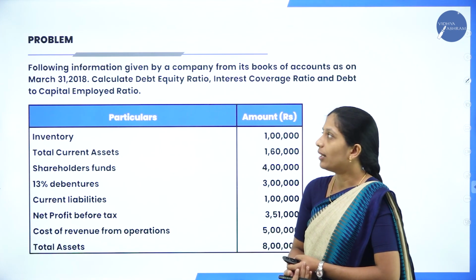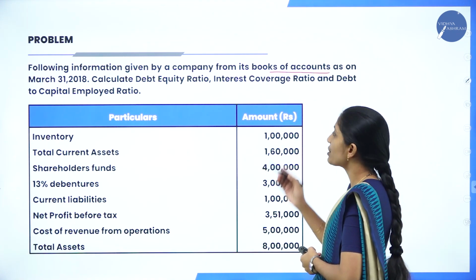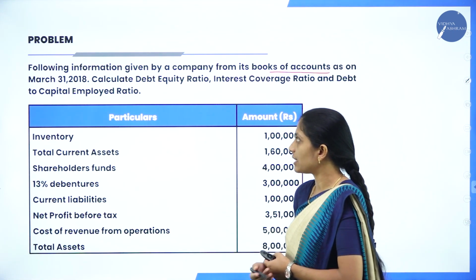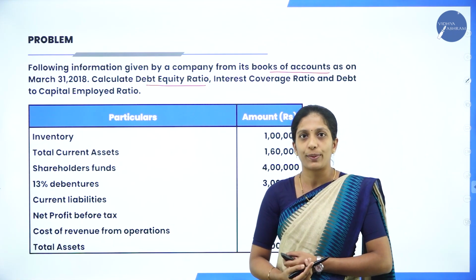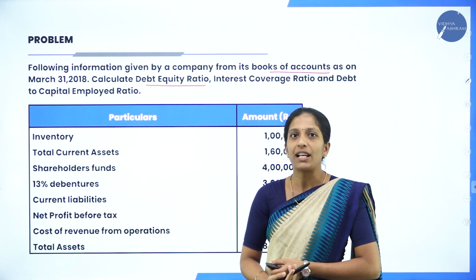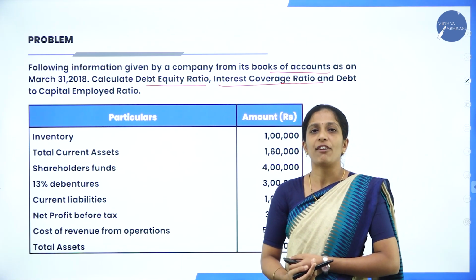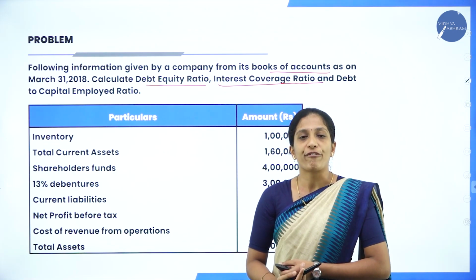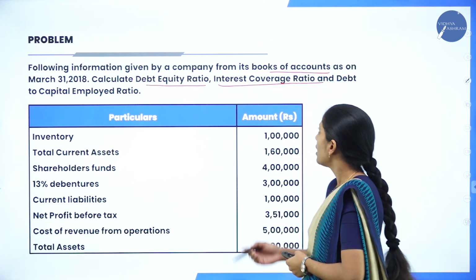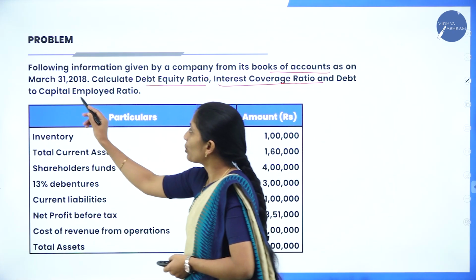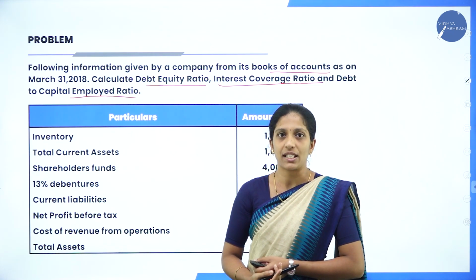So go through the problem here. Following information given by a company from its books of accounts as on 31st March 2018, calculate debt equity ratio. So what is the formula of debt equity ratio? Long-term debt divided by shareholders fund. Next, they have asked interest coverage ratio. So the formula for interest coverage ratio is profit before interest and income tax divided by fixed income charges. Next is debt to capital employed ratio. So your formula is long-term debt divided by capital employed.